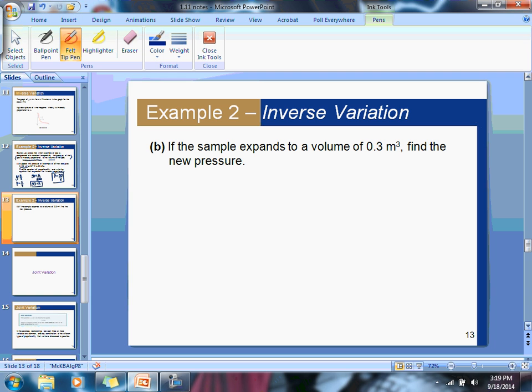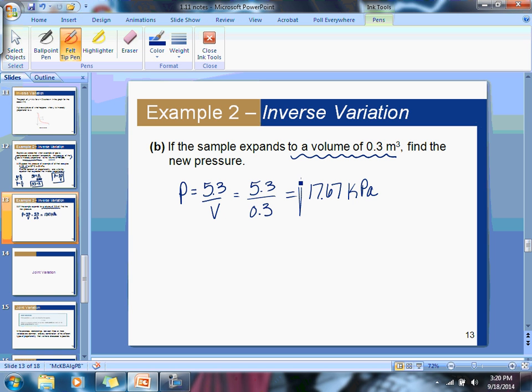And then in part B, it says if the sample expands to a volume of 0.3 cubic meters, find the new pressure. So I'm going to use my equation, P equals 5.3 over V. That says the volume is now going to be this. So originally we had a volume of 0.106, now the volume's changed. So I'm going to substitute that in. So 0.3. And when I divide, I'll get about 17.67. And kPa was the units they were using for the pressure.